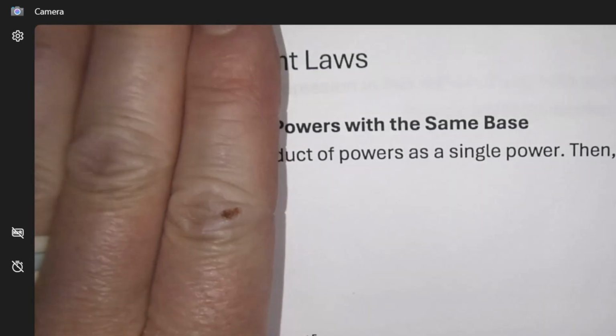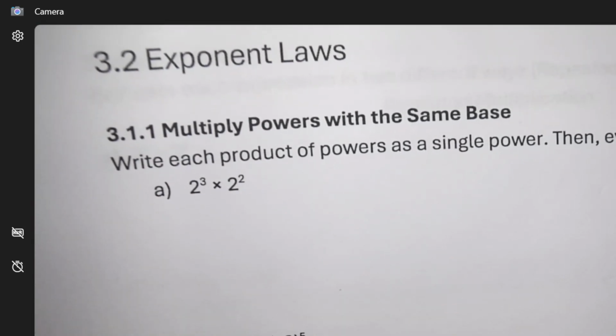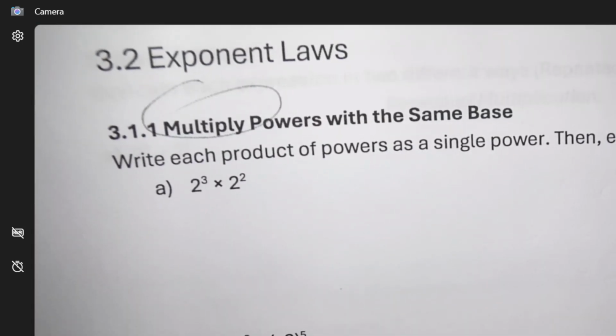Okay, this is going to start our exponent laws. So the first law we're going to do is the multiplication rule. Multiply. Okay.